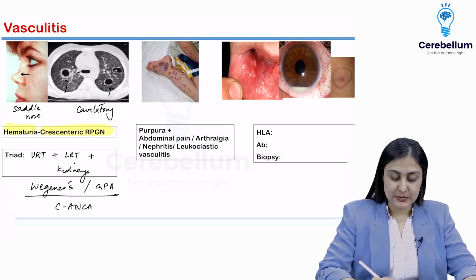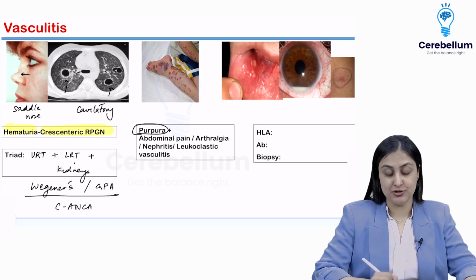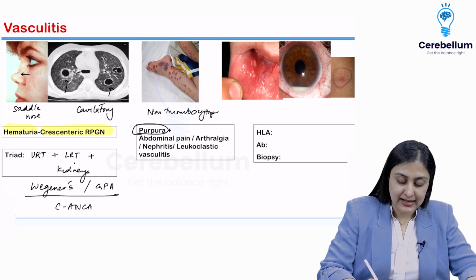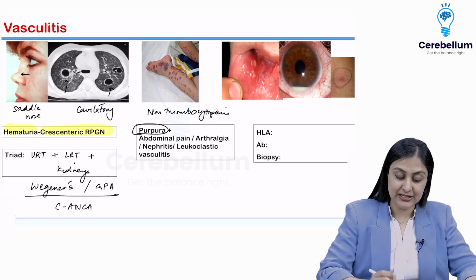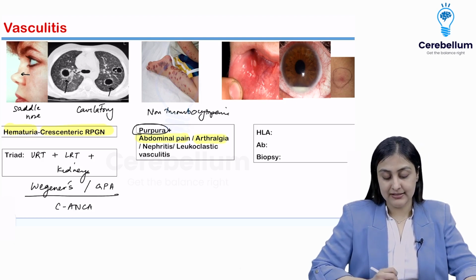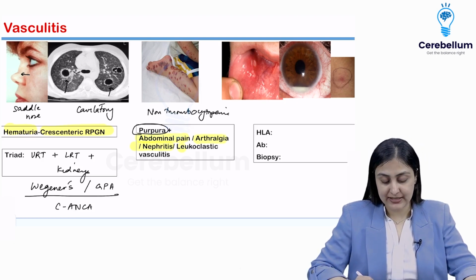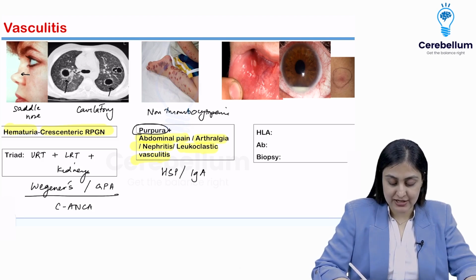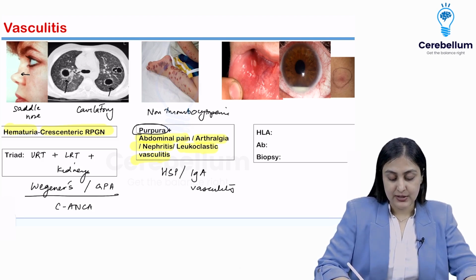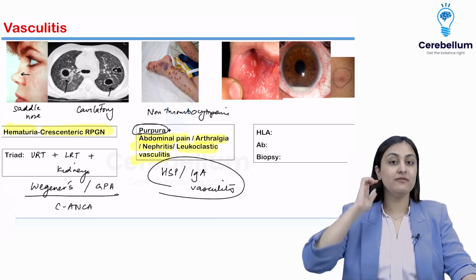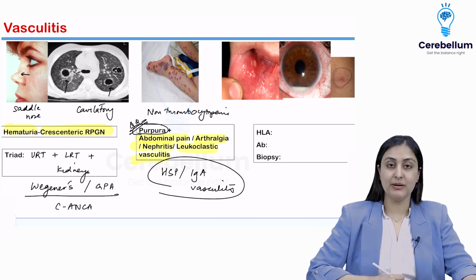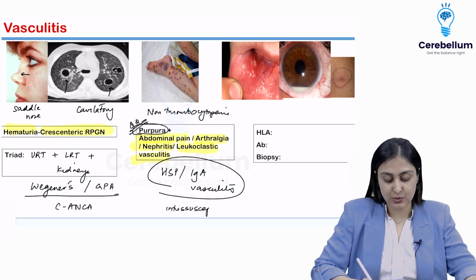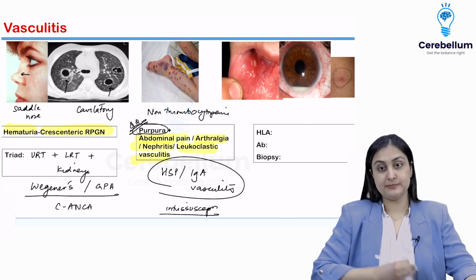In a child with these purpura with no thrombocytopenia. So this is non-thrombocytopenic purpura, and the criteria says purpura plus any of these. So you can have abdominal pain, arthralgia, IgA-induced nephritis or leucocytoclastic vasculitis. So this is HSP, or now said as IgA-mediated vasculitis. Okay, so very, very important. This always gets you one or the other question. Remember, this can also predispose to intussusception. So they can also make a radiology correlation question here with intussusception.